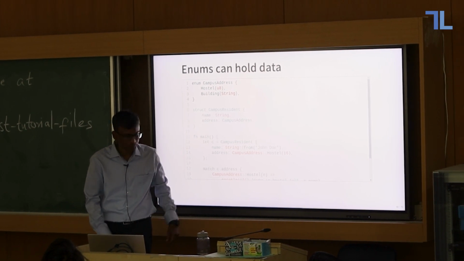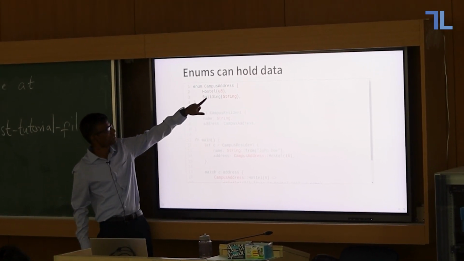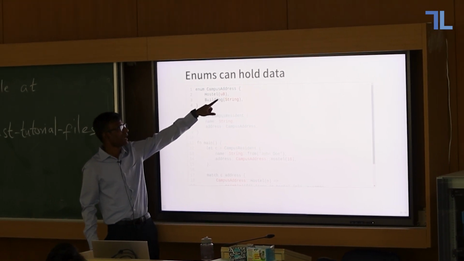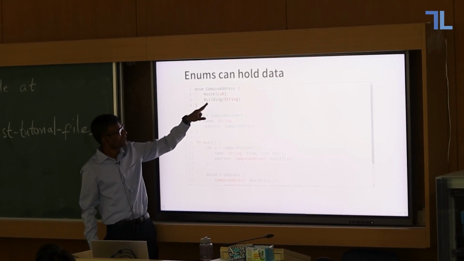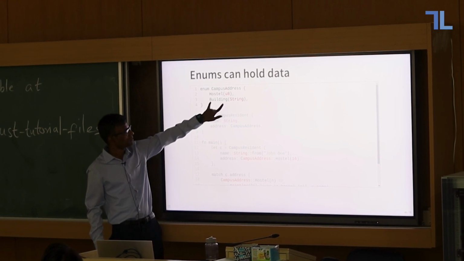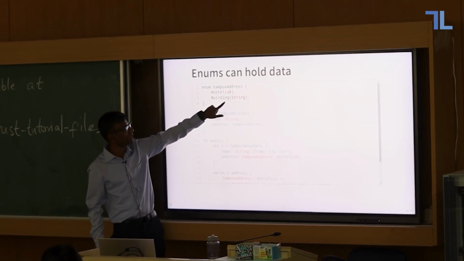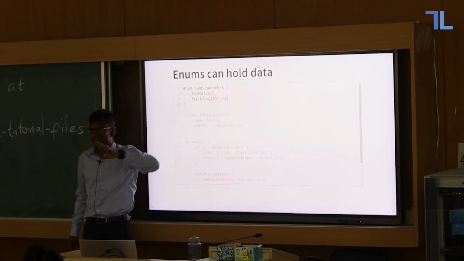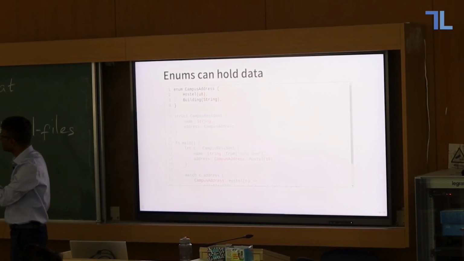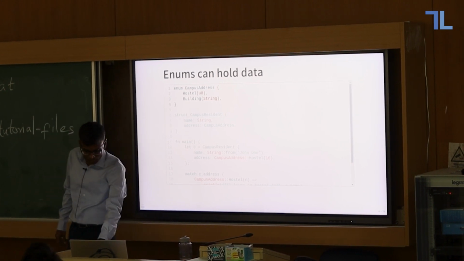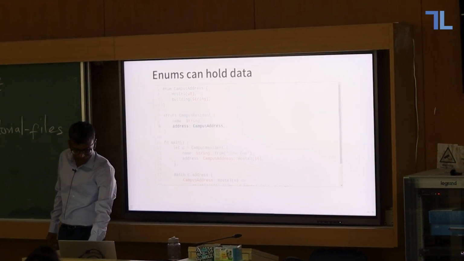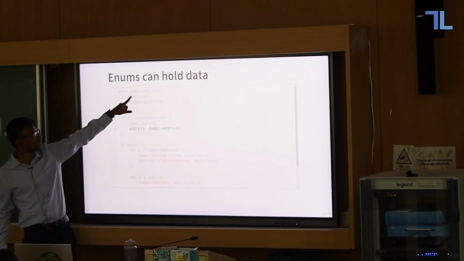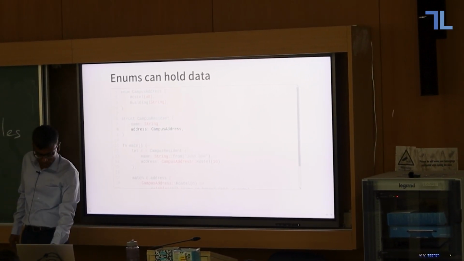So now I have an enum, which is a campus address. It's either a hostel, and the hostel has a number, which is an unsigned integer, or it can be a building, maybe for a faculty or a staff member, so the building has a name, which is a string. So now this enum, even though there are two possibilities, those two possibilities can also contain some associated data with that campus address. Then I have a campus resident who has a name and an address, and that address is of type campus address, it is an enum type.